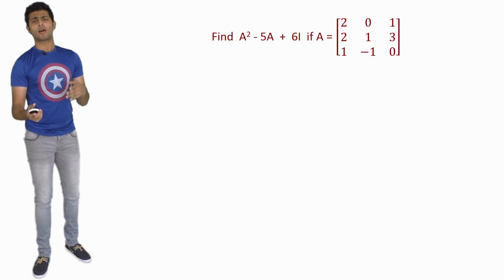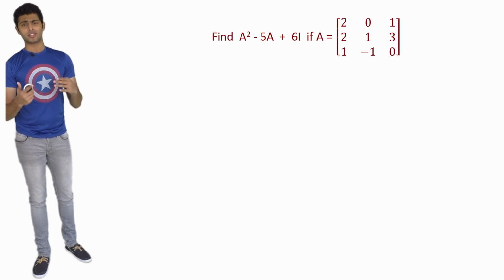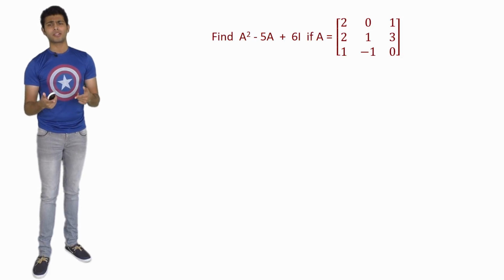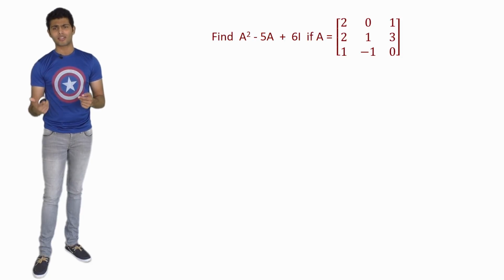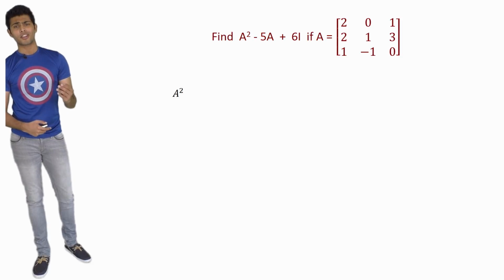So now in this problem, what we're going to do is find the value of A squared minus 5A plus 6I. They've given us the value of A as a 3 by 3 matrix, which has the first row as 2, 0 and 1, second row as 2, 1 and 3, and third row as 1, minus 1 and 0. So now we're going to find the value of A squared first.